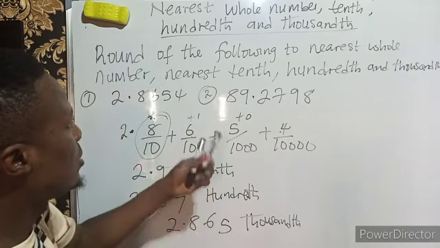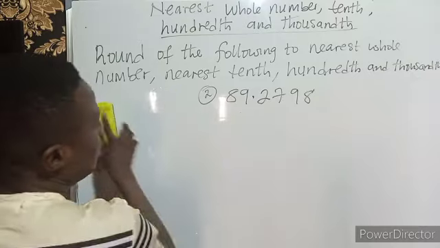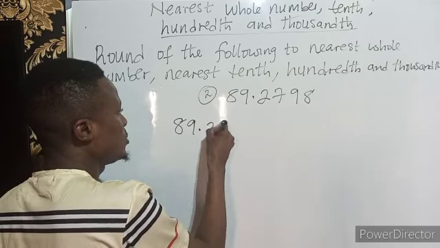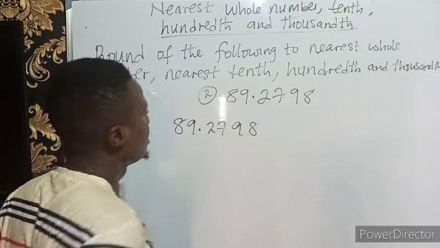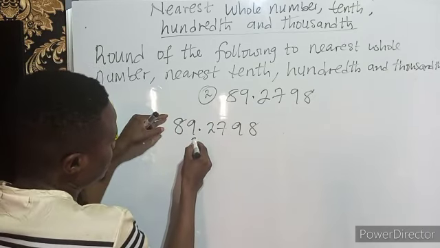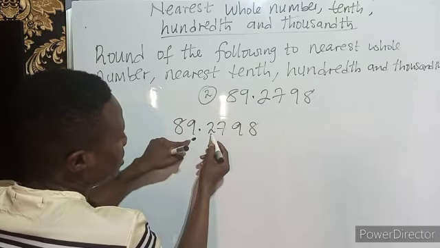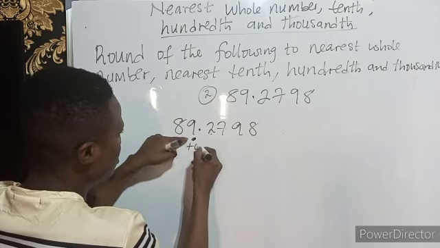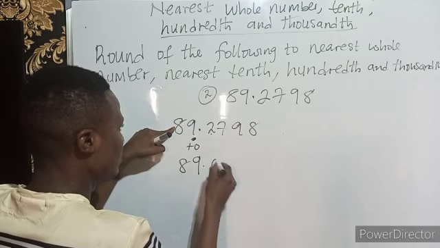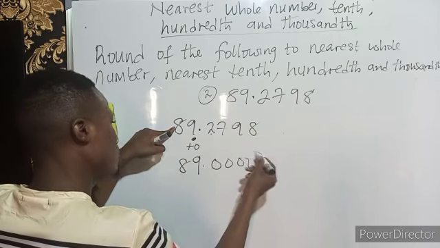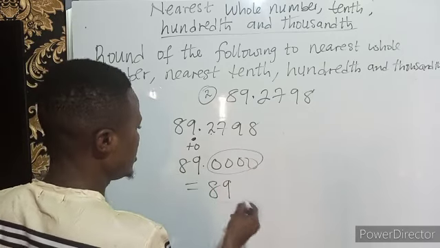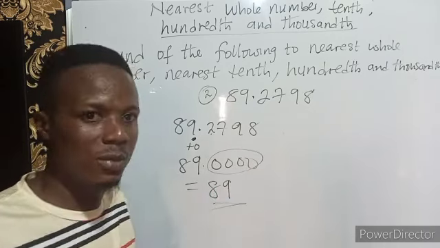Okay, so I'll clean the box so that we can see the second question. For the second question, we will have 89.2798. I can split the number as for the nearest whole number, this is the last digit of the whole number, and the number beside it is 2, not up to 5, so I'm adding 0 to the last digit. If I add 0 to 9, I'm getting 9. Every other number turns to 0, and of course whole numbers don't entertain decimals, so the answer is just 89 to the nearest whole number.